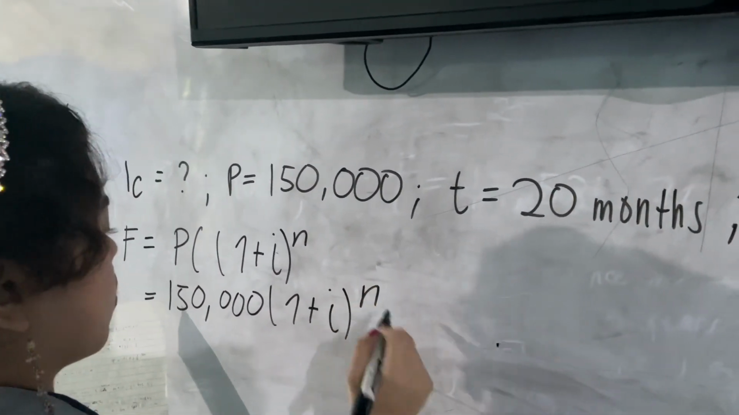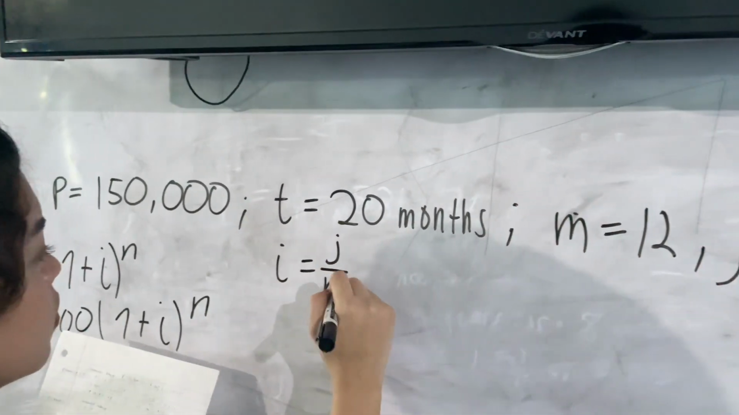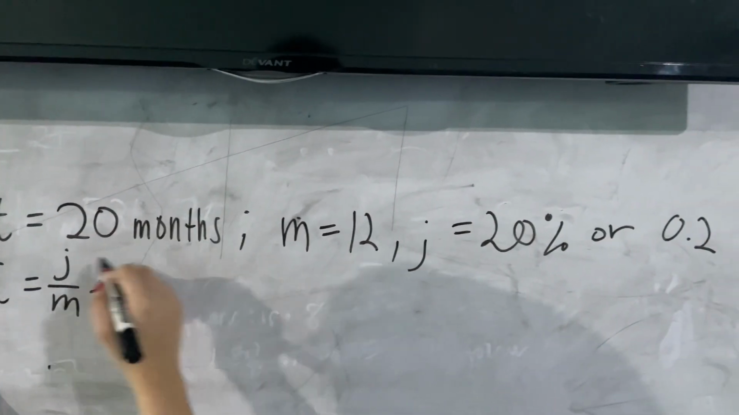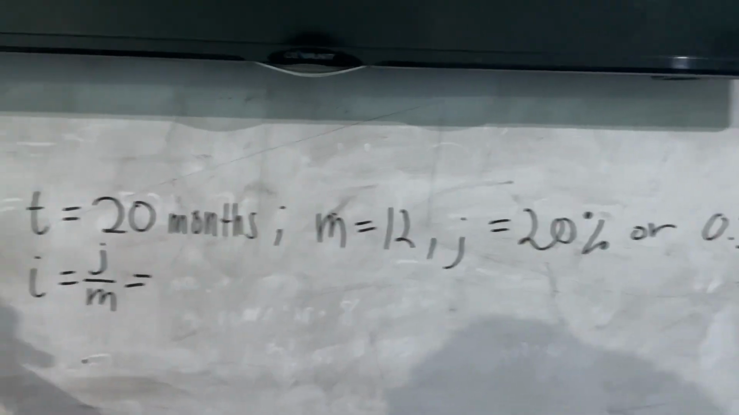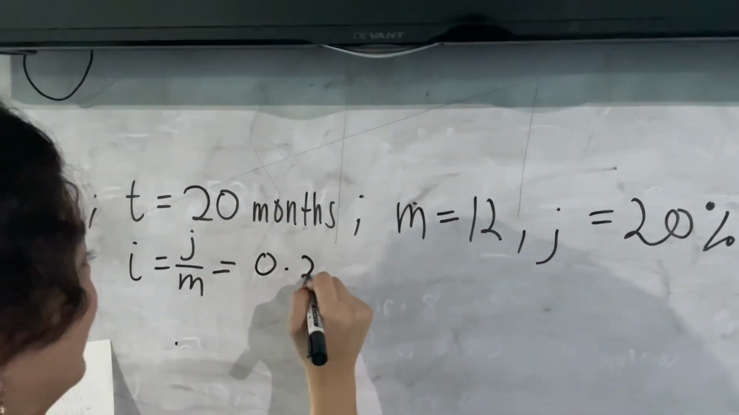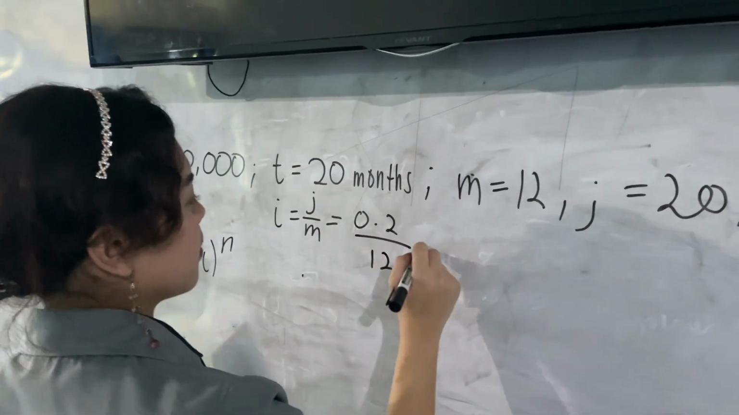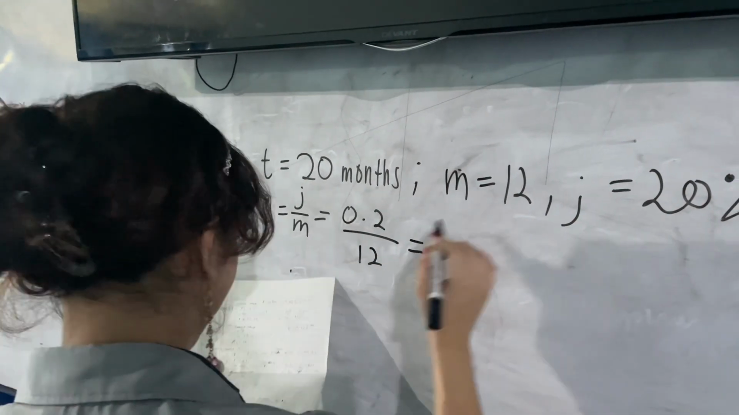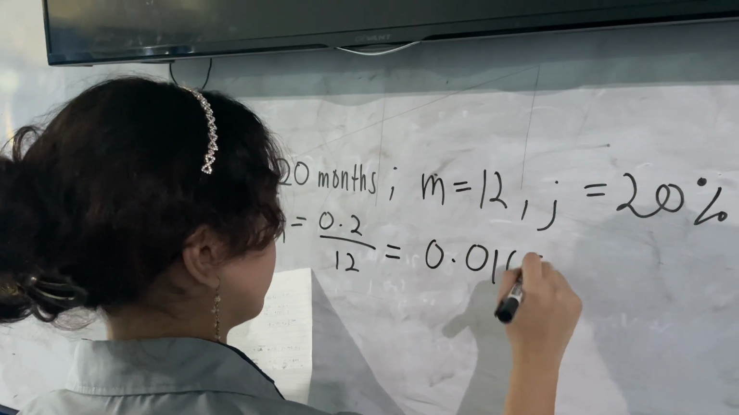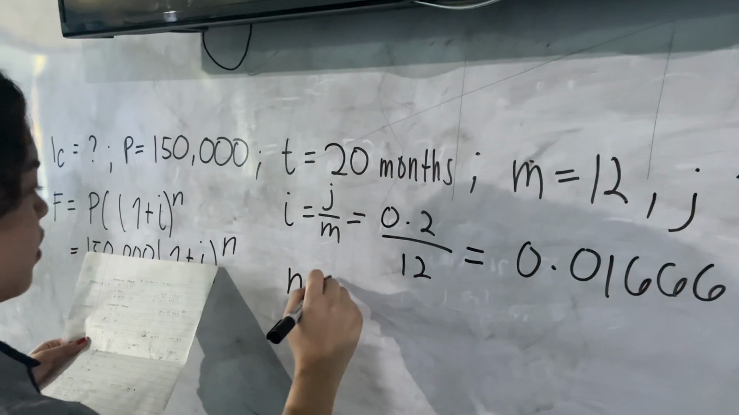J over M is 20% or 0.2 over 12. We wrote 12 because it is compounded monthly. So our i is 0.01666. To find n, we will use t, which is 20 months over 12 months, times 12. The answer is 20, so now we will substitute the new values: 150,000 times the quantity of 1 plus 0.01666 raised to 20.